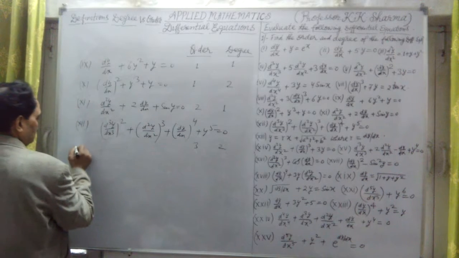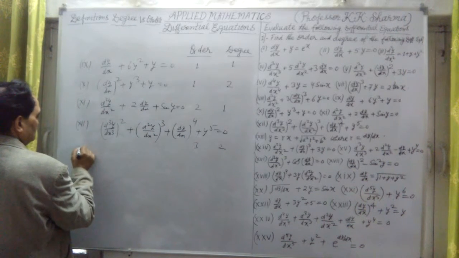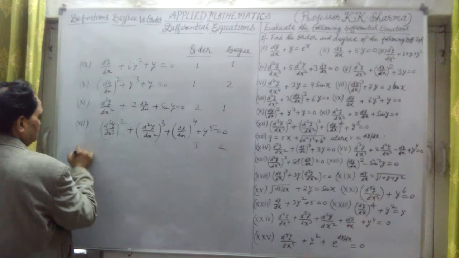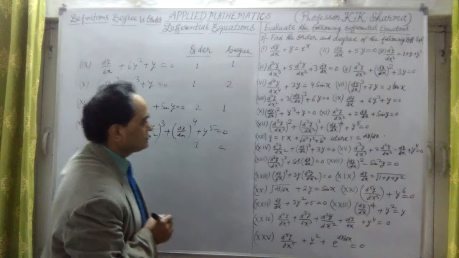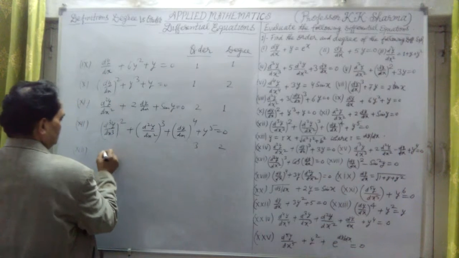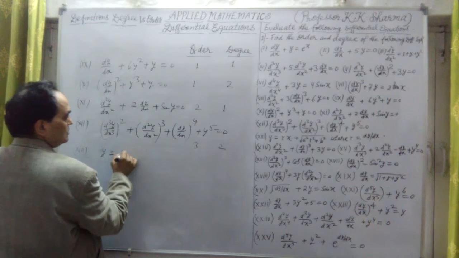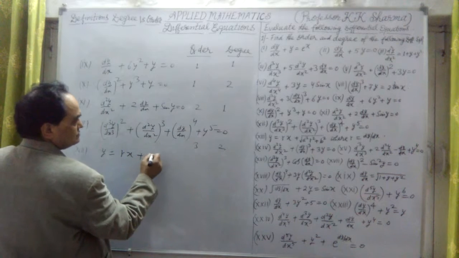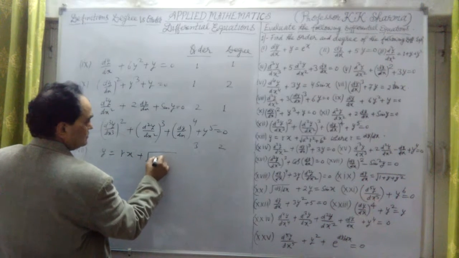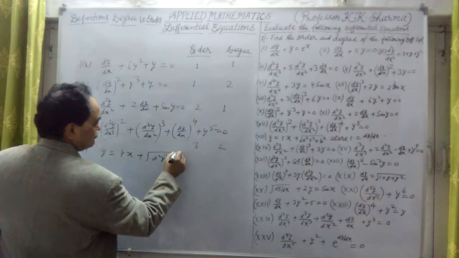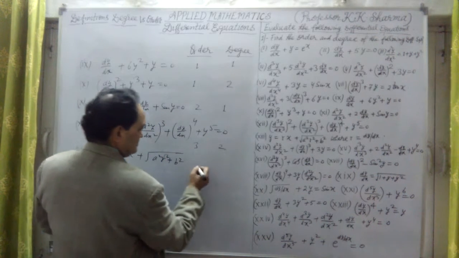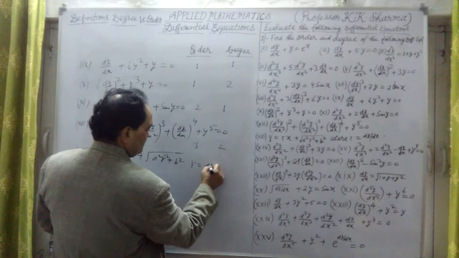Okay, now let me take the 13th. Question number 13. This is very, very interesting. y is equal to r into x plus under root a square r square plus b square. What is r here? Where r is equal to dy by dx.